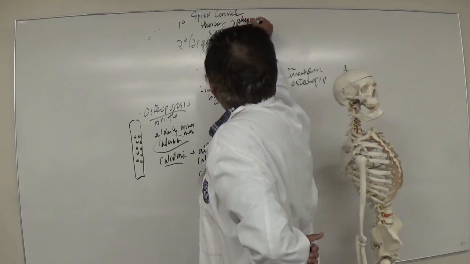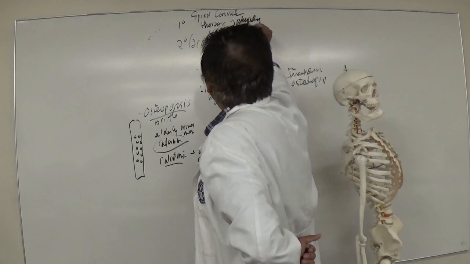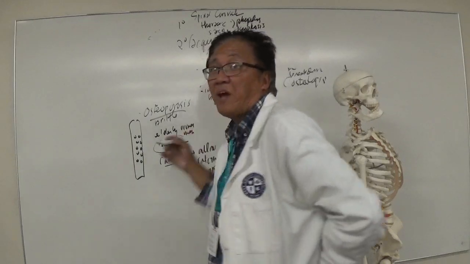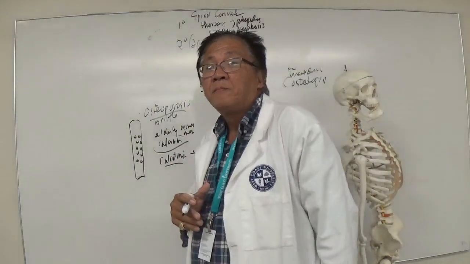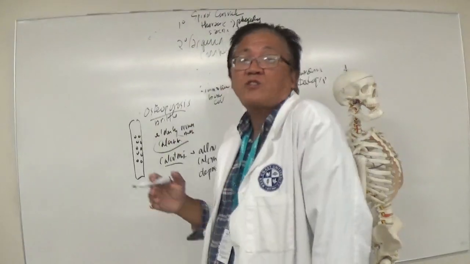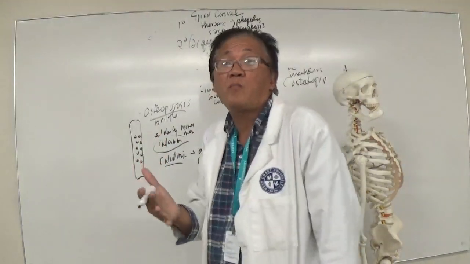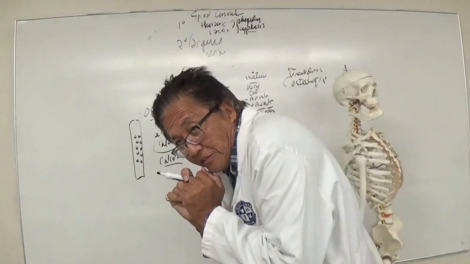Physiologic. Kyphosis. When I say physiologic, it means normal. It's expected to have a kyphotic curve, like this, like the hunchback, right? But it's normal, because it was formed while I was in my mother's womb. I was assuming the fetal position.